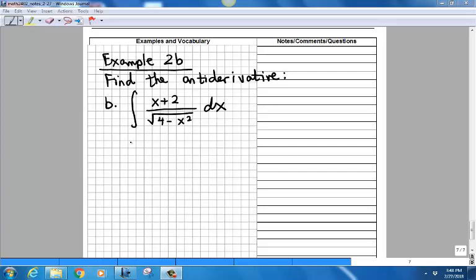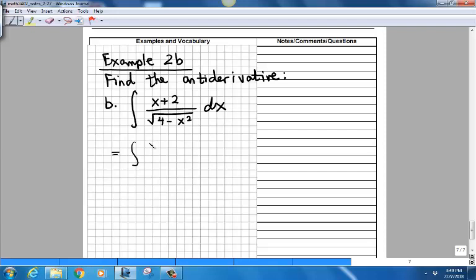Okay, let's look at another example of integrating using inverse trig functions. This is a little bit more sophisticated example, because the numerator here is a little bit more complicated than numerators we've seen in the other examples. So here's what I'm going to do in order to find the antiderivative for this integrand.